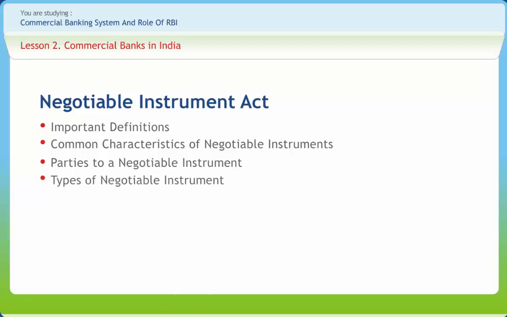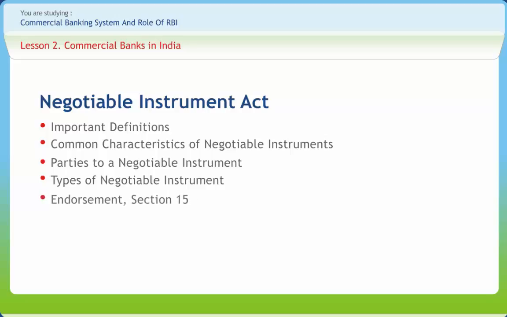Types of negotiable instrument include ambiguous instruments, bearer or order instruments, inchoate stamped instruments, inland or foreign instruments, accommodation bills, demand or sight and usance bills, fictitious bills, clean and documentary bills, escrow bills, bills in sets, and so on.